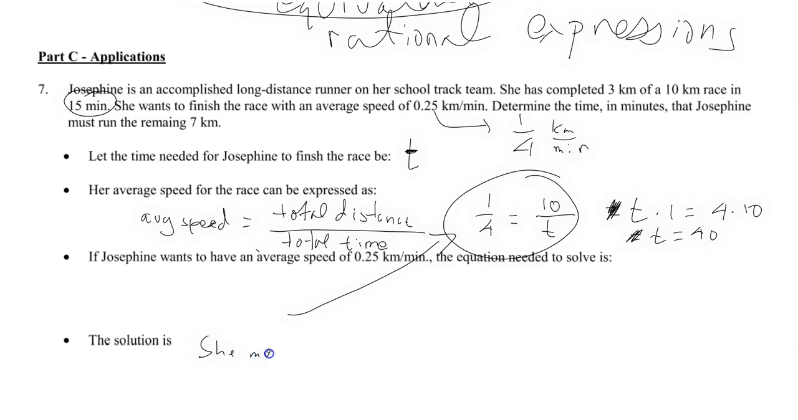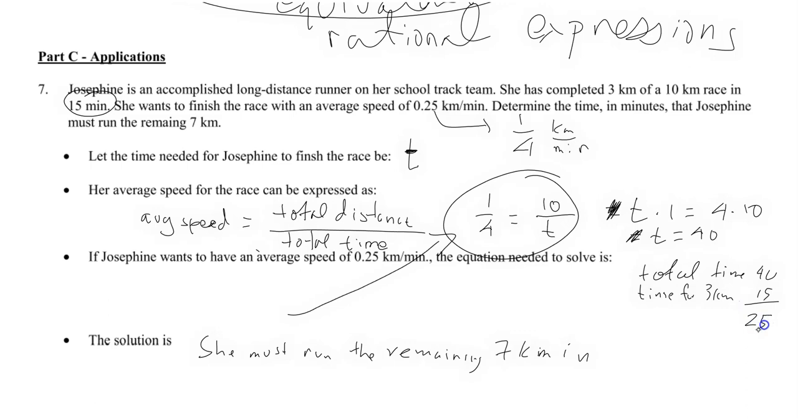She must run the remaining 7 kilometers in, so let's just go over here. The total time is 40. The time for 3K is 15. So this will be the remaining time. She must run the remaining 7 kilometers in 25 minutes, which means she finishes the whole thing in 40 minutes, and 10 kilometers over 40 minutes will be 1/4 of a kilometer per minute, 0.25 kilometers per minute. So that is an equivalent rational expression. See here, this is an equivalent rational expression that we're using to solve a problem.